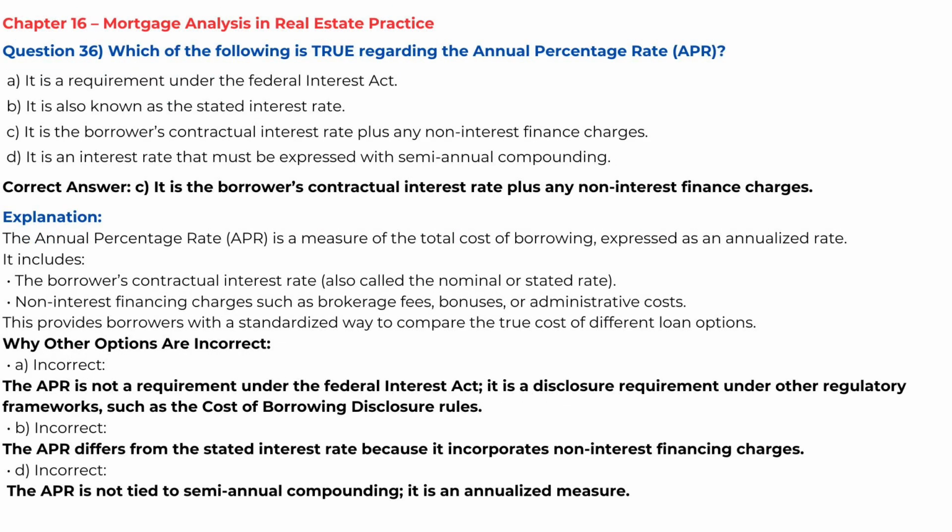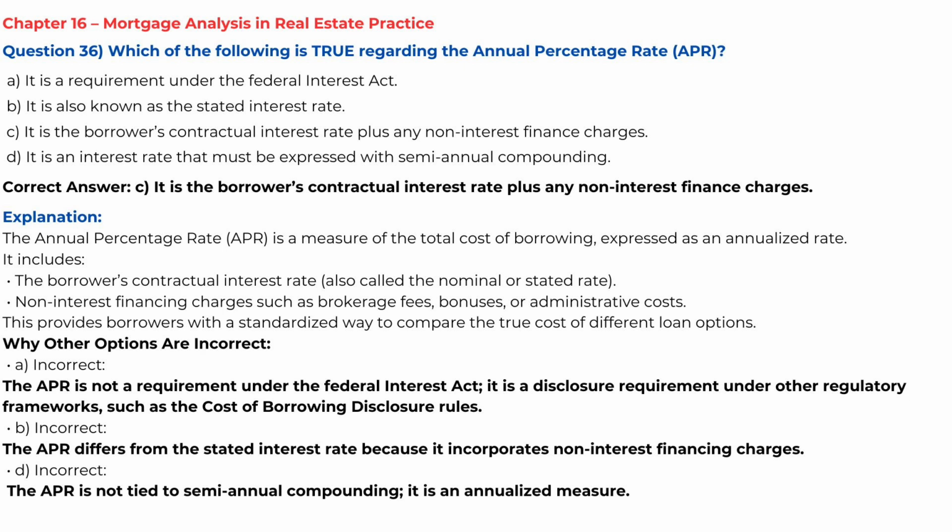Question 36. Which of the following is true regarding the annual percentage rate, APR? Correct answer, C. It is the borrower's contractual interest rate plus any non-interest finance charges. Explanation. The annual percentage rate, APR, is a measure of the total cost of borrowing expressed as an annualized rate. It includes the borrower's contractual interest rate, also called the nominal or stated rate, and non-interest financing charges, such as brokerage fees, bonuses, or administrative costs. This provides borrowers with a standardized way to compare the true cost of different loan options.